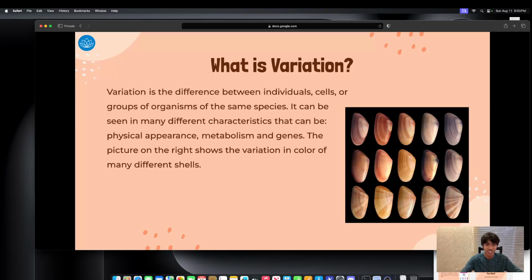So what is variation? Variation is the difference between individual cells or groups of organisms in the same species. It can be seen in many different characteristics, such as physical appearance, metabolism, and genes. The picture on the right shows variation in the color of many different cells.